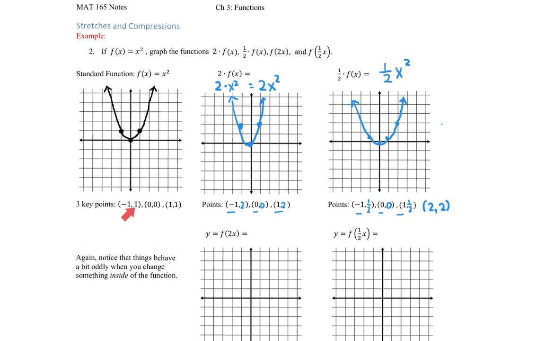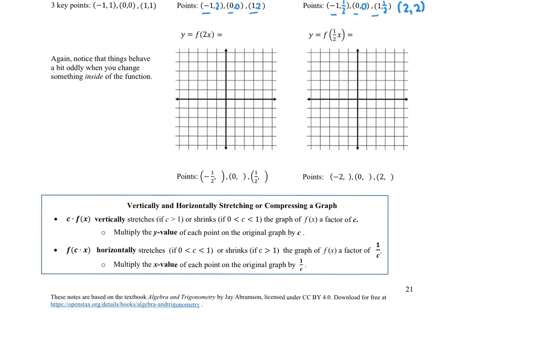Notice the same thing is happening to our y values. Our original y value for -1 was 1. But when we multiplied it by 2, it became 2. 0 times 2 became 0. 1 times 2 became 2. The same is true for plugging in our points for 1/2 times f of x.